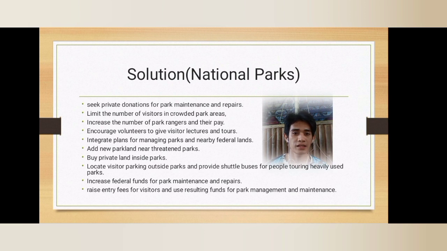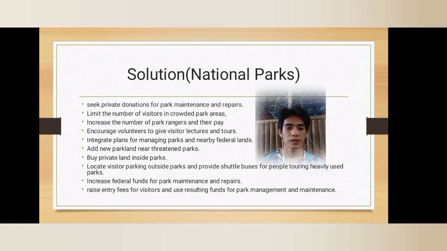Buy private land inside parks. Locate visitor parking outside parks and provide shuttle buses for people touring heavily used parks. Increase federal funds for park maintenance and repair. Raise entry fees for visitors and use the resulting funds for park management and maintenance.